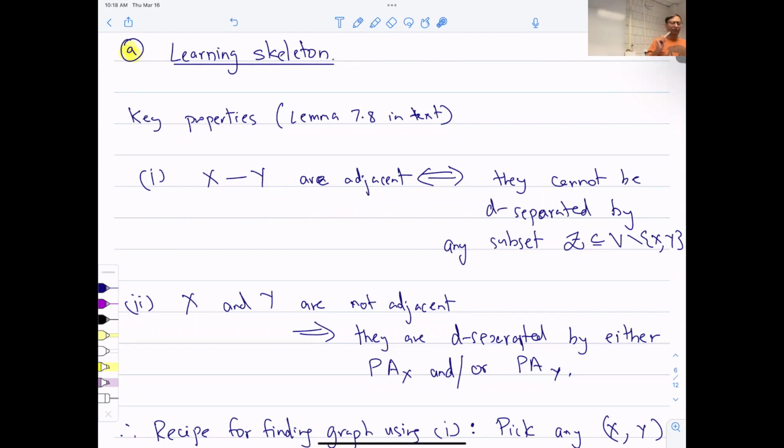And remember, we are assuming faithfulness, meaning d-separation is the same as conditional independence. We are assuming that it's an if and only if. So anytime you say d-separation, the box I will use to test for that is a CI test.